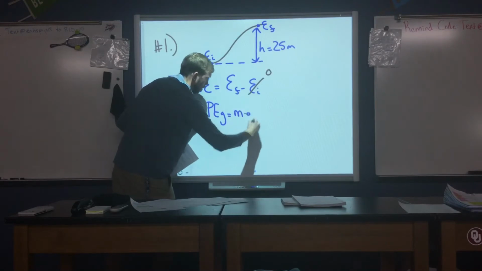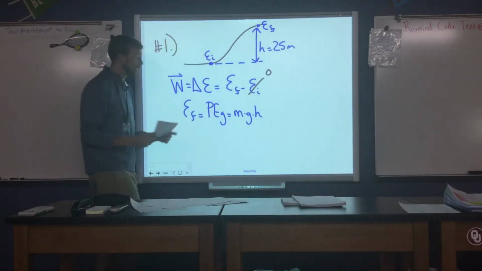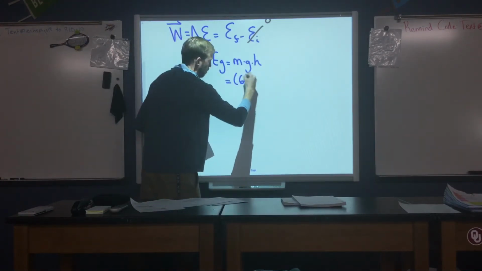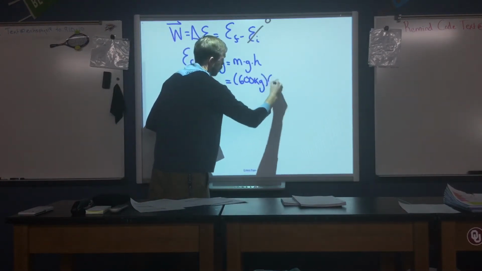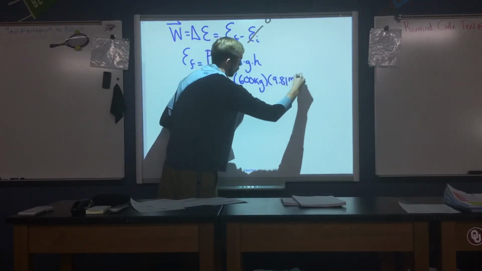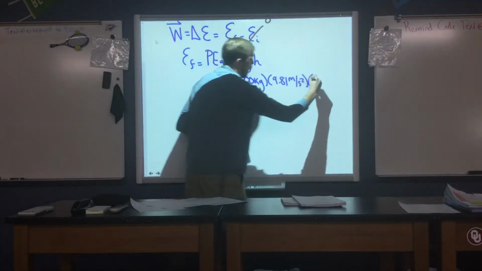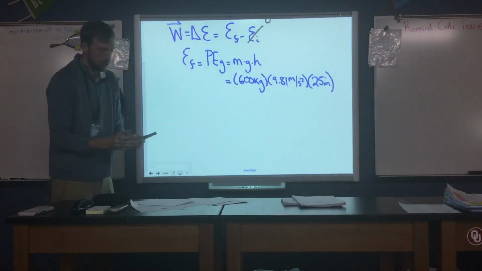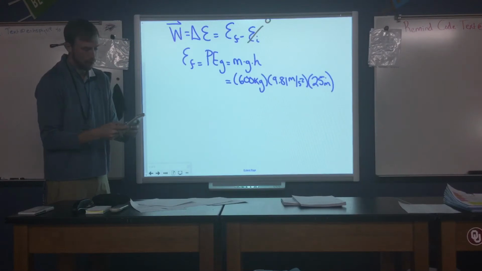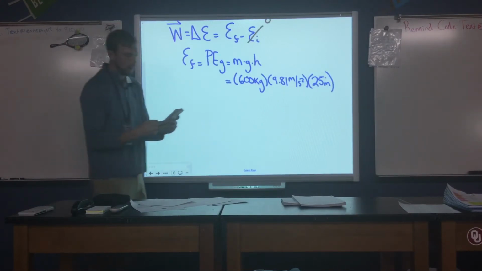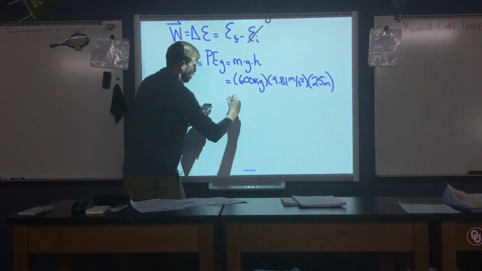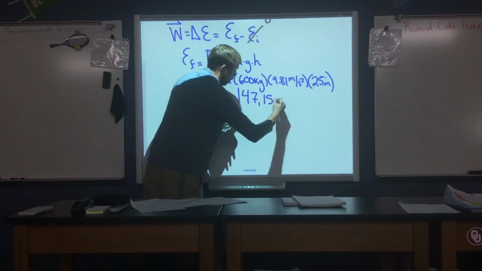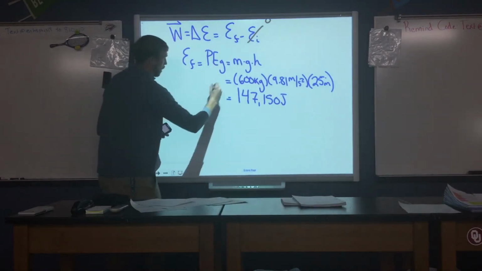And we can find that value, gravitational potential energy, mgh, where the mass here we're told is 600 kilograms. Gravitational acceleration for the Earth is 9.81 meters per second squared. And our height is 25 meters. So now I'll plug those values in. 600 multiplied by 9.81 multiplied by 25, I get 147,150 joules. That would be equal to my energy final.